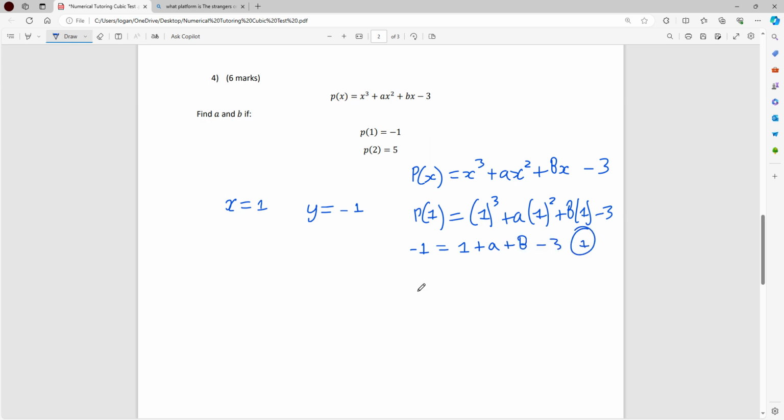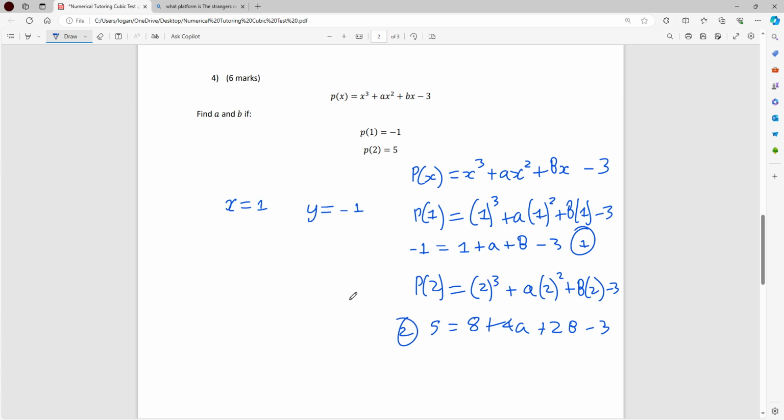And then we have p of 2, so p of 2 is 2 cubed plus a times 2 squared plus b times 2 minus 3, and this left hand side here is going to be 5, and this is going to be 8, this is going to be plus 4a, and this is going to be plus 2b minus 3, okay? And this will be equation 2. So all I care about are those two equations, but this is the first step, how you get them.